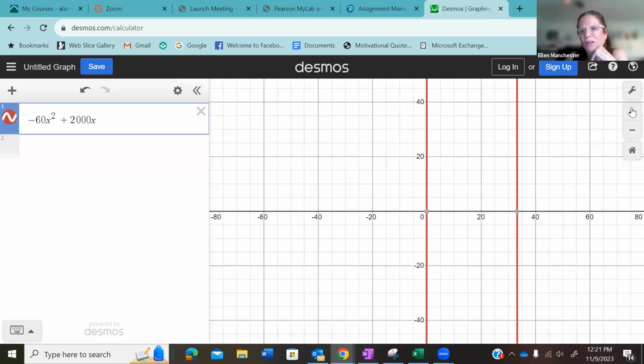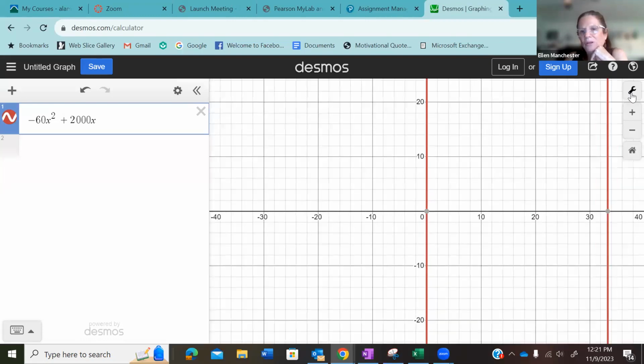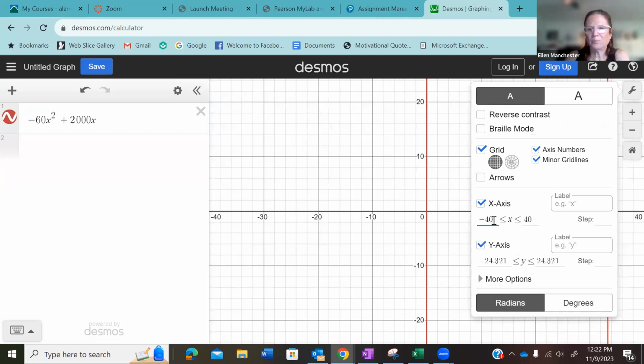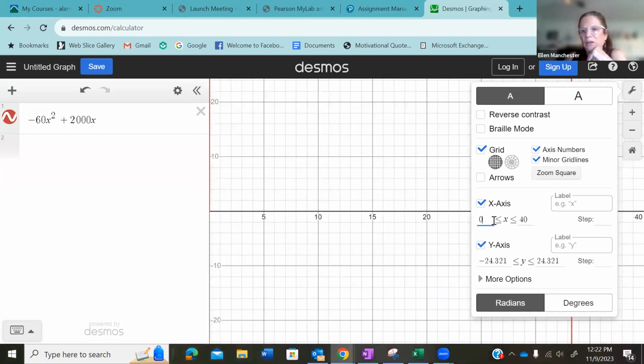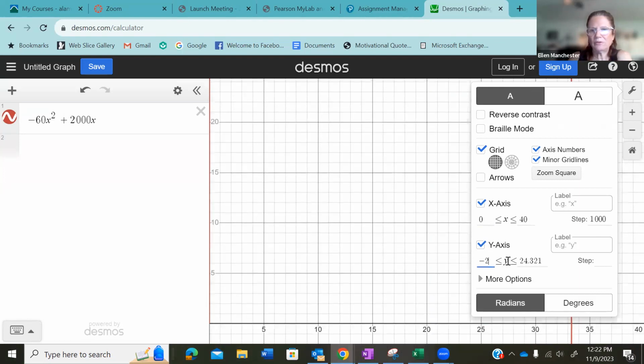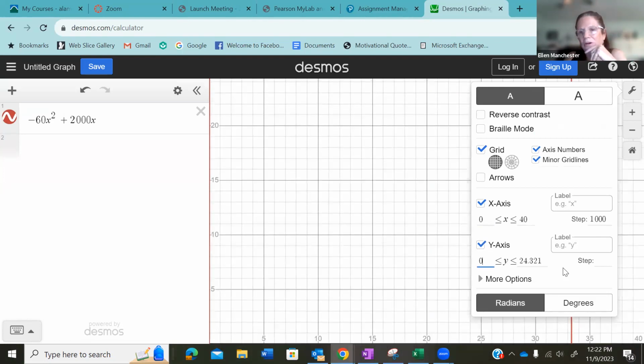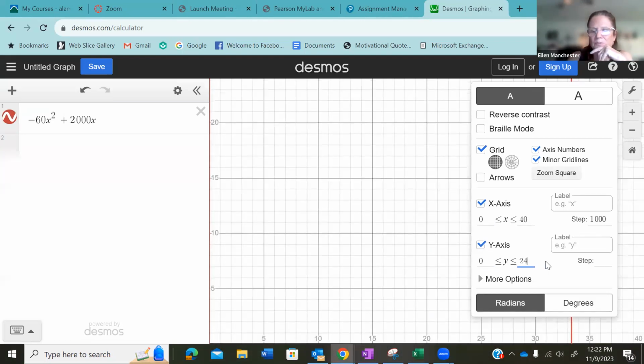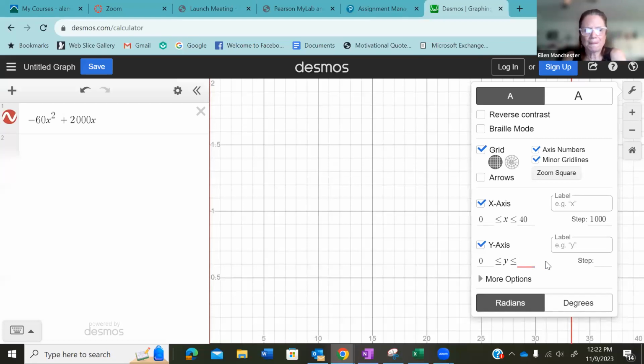Those numbers are very large, right? So I'm going to adjust because we only want it in positives. I'm going to say that it's going to be in steps of 1,000. That'll make it a little easier. And then my y-axis, this right here is probably the hardest part. And then up to, oh, let's see, 20,000.